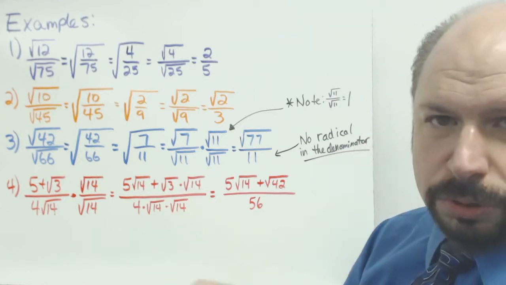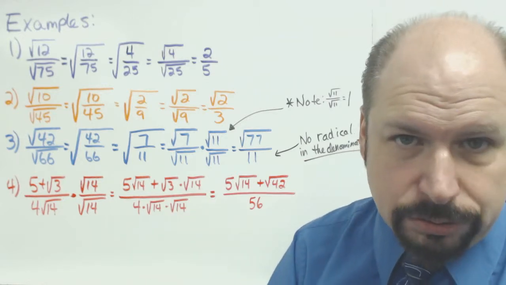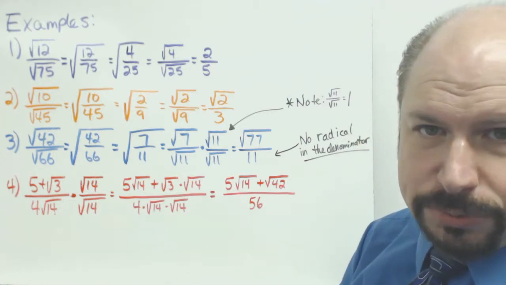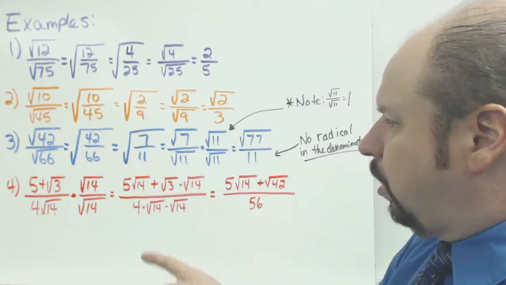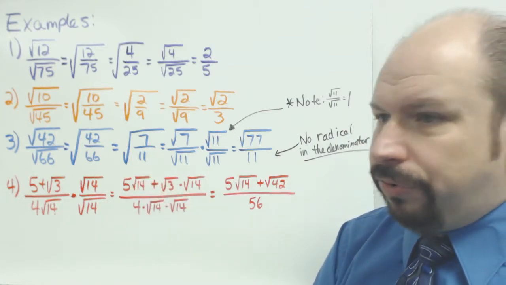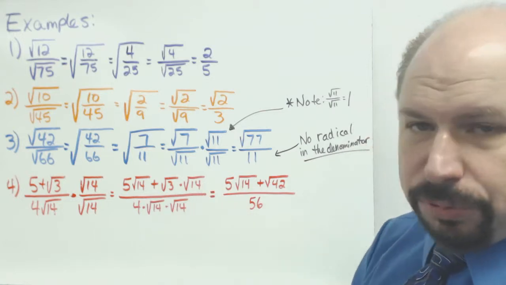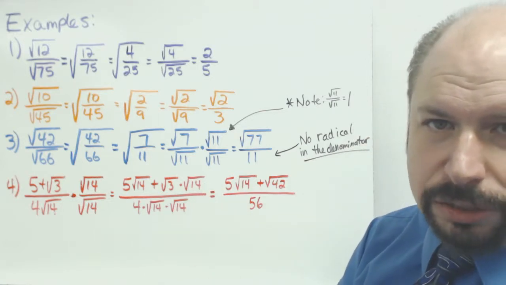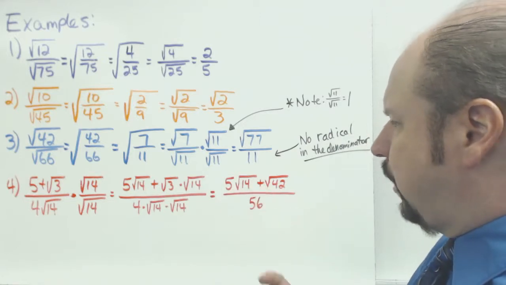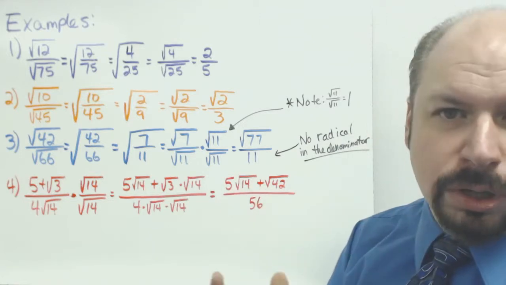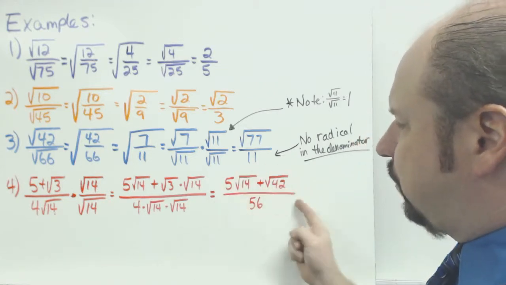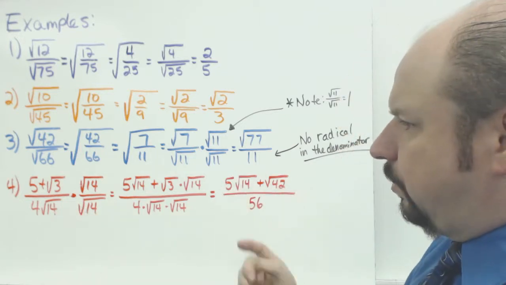The square root of 14 times the square root of 14 is 14. So 14 times 4, well, 14 times 2 is 28, times 2 again is 56. On top, 5 times the square root of 14, we can't simplify that one, but here we can simplify this. 3 times 14 is 42, so we have 5 square root of 14 plus the square root of 42 divided by 56. And we have simplified this into this.